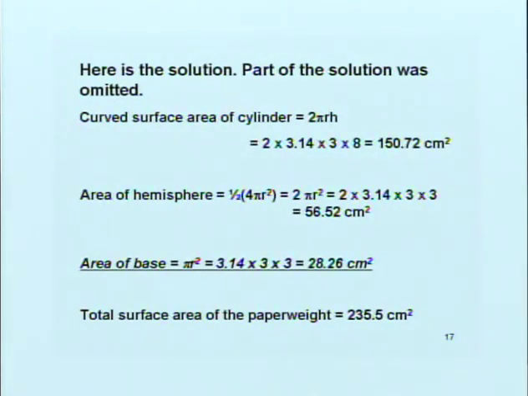Then we have to find the area of the base, which is a circle, and the area is pi r squared. Substituting for r, we have an area of the base as 28.26 cm squared. So the total surface area will be the sum of the three numbers, 150.72 plus 56.52 plus 28.26, which will give us a total surface area of 235.5 cm squared.